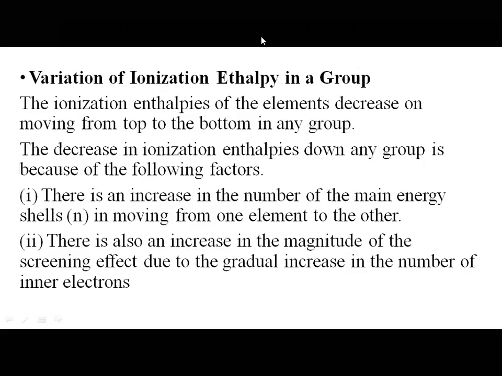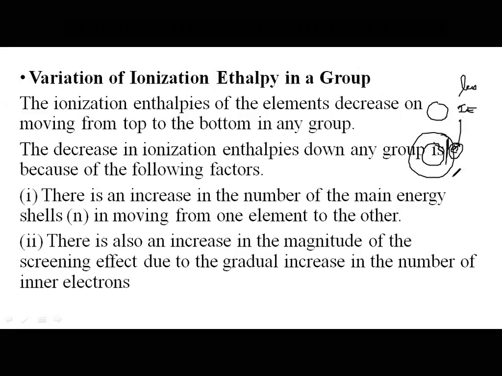When the atomic size is increasing, there is also an increase in the magnitude of the screening effect. So inner core electrons will show repulsion on the outermost electron. So atomic size is increasing, screening effect is also increasing. Therefore, I need to put in very little ionization energy. What happens if you put in very little ionization energy? The electron gets removed. So there is an increase in the magnitude of the screening or shielding effect due to the gradual increase in the number of inner electrons.